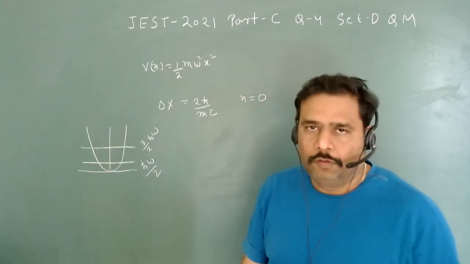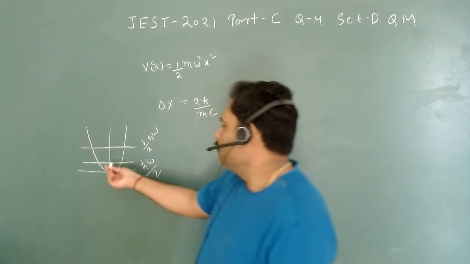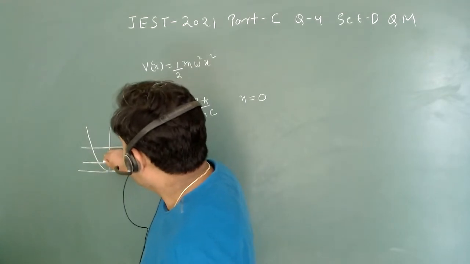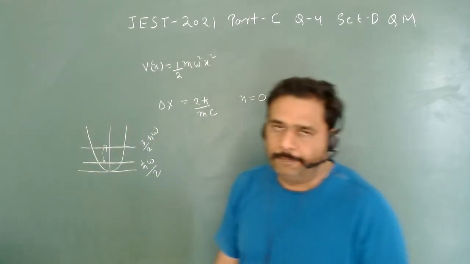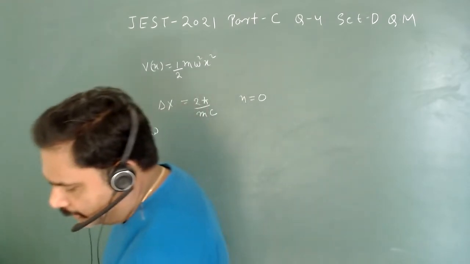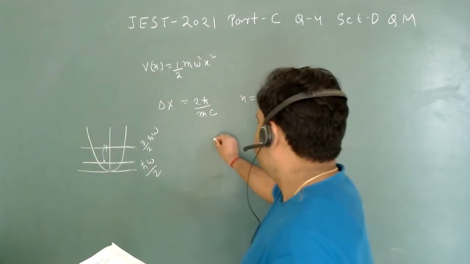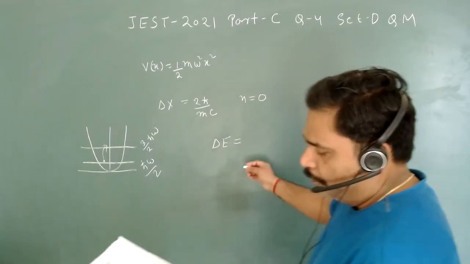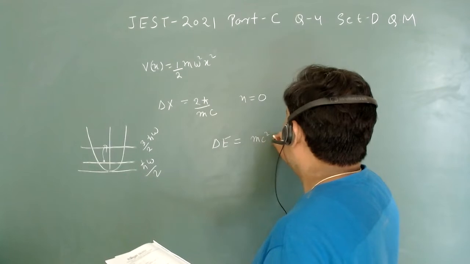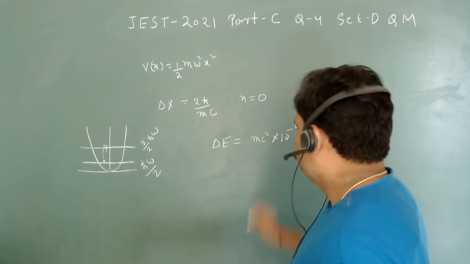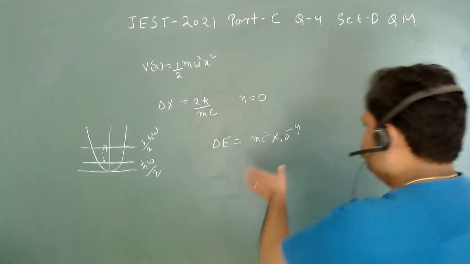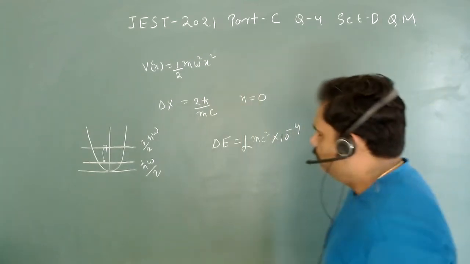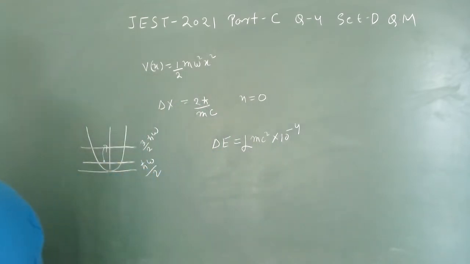So we have to find how much energy is needed such that the particle will be excited from the ground state to the first excited state. This is delta E, and we have to express this energy in terms of mc square into 10 to the power minus 4. So we express this energy as alpha times that, and we have to calculate this particular value of alpha.